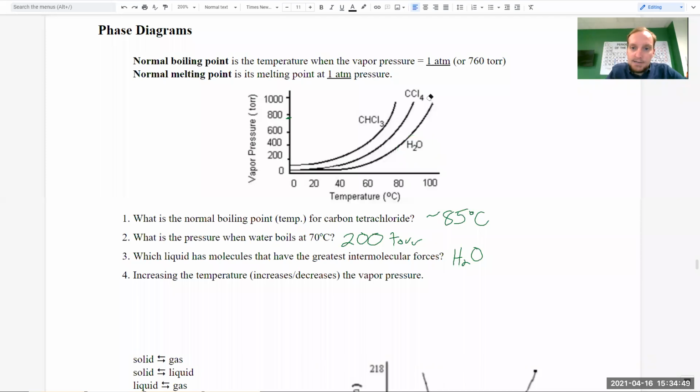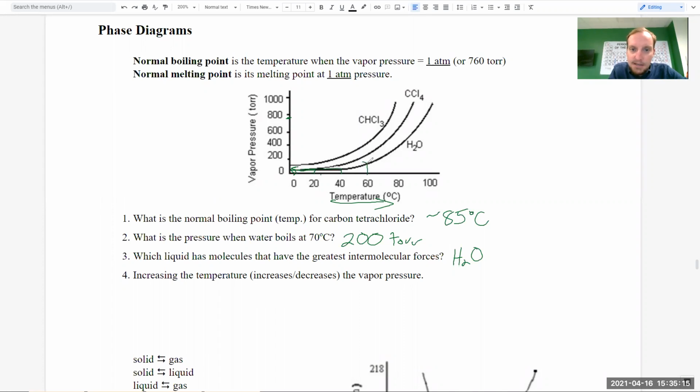All right, last. Increasing the temperature. Okay, so sorry, I misread the question. Increasing the temperature, meaning moving to the right, would that increase or decrease the vapor pressure? Okay, so let's just take water, for example. If I'm at 20 degrees, the vapor pressure is 0. If I'm at 40 degrees, it's still pretty much at 0.